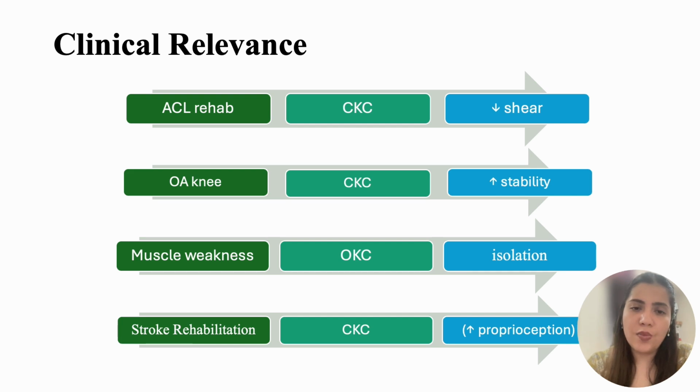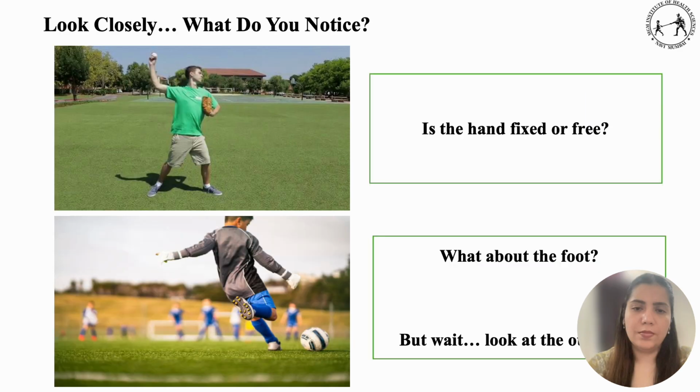In typical cases of muscle weakness, open kinematic chain exercises are preferred because we can have targeted muscle activity, that means isolated muscle activity, with these exercises. In stroke rehabilitation, closed kinematic chain exercises are preferred because they provide better proprioception and induce better control at the joints. Now this is an interesting slide.